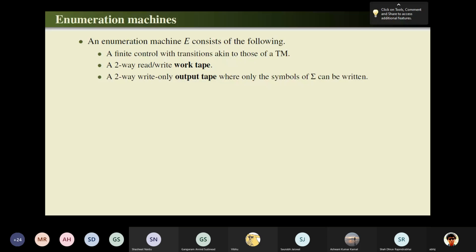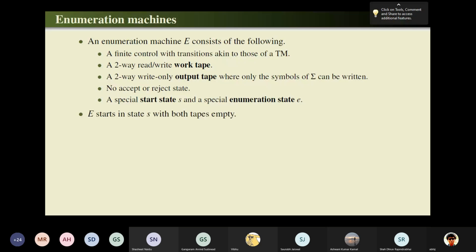Okay, so the work tape is like a Turing machine tape. The other tape is actually meant for enumeration, so it can only write symbols from the input alphabet on this output tape. There are no accept or reject states because these enumeration machines do not accept or reject anything. Instead, there is a start state as usual and a specific state called the enumeration state, E. Now, what this machine does is from time to time it enters this enumeration state.